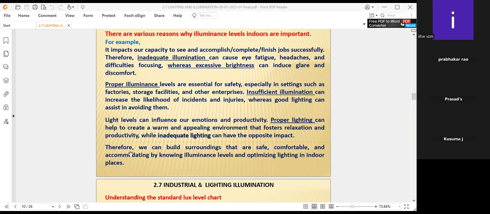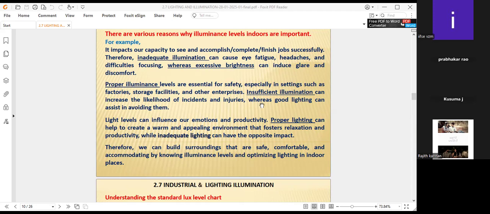Therefore, we can conclude that we can build a surrounding that is safe, comfortable, and accommodating by knowing illuminance levels and optimizing lighting in indoor places. That means before purchasing or before deciding the lighting source in indoor settings, you have to go through this study carefully. What are the lighting specifications given by this manufacturer company? What are the specifications given by that manufacturer company, with the same wattage, 12 watts?